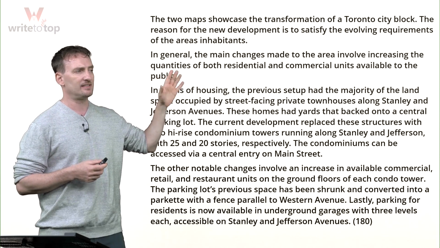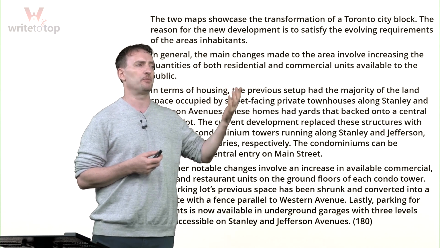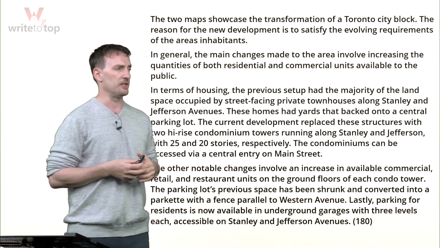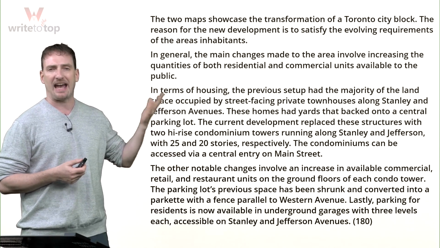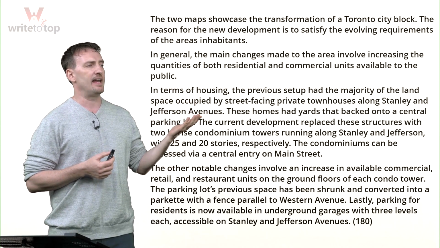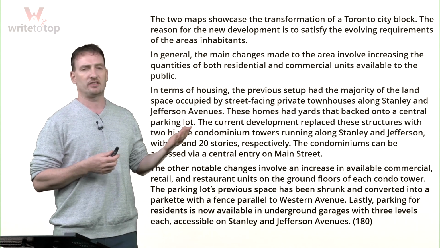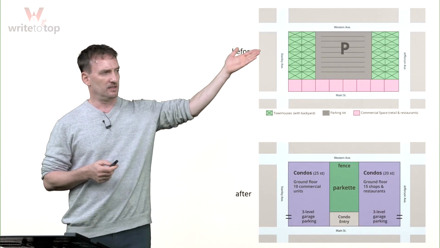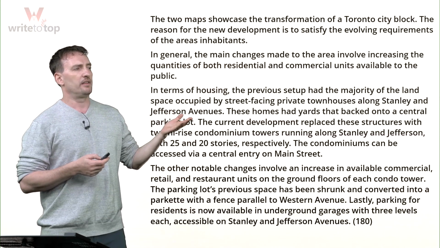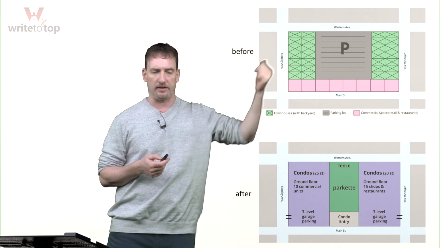Notice it is just one sentence. In general, the main changes made to the area involve increasing the quantities of both residential and commercial units available to the public. That's the main thing. There are more units. That's the main change. So then, how I split it. In terms of housing, so now I'm talking only about housing, about residential, etc. The previous setup had the majority of the land space occupied by street-facing private townhouses along Stanley and Jefferson Avenues, so the two sides. So if you want to see Stanley and Jefferson on the other side, the townhouses are facing the streets. These homes had yards that backed onto a central parking lot. So these are the yards, and they're backing onto the parking lot.